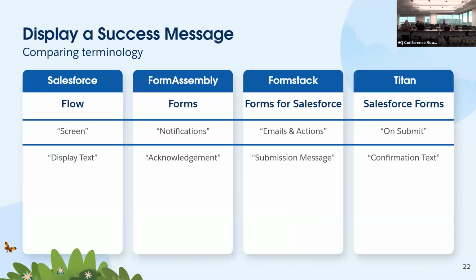Now, the last thing we'll do on slide 22 is, a lot of these other form tools have a way to display a success message, or they call it an acknowledgement, or a submission message, or a confirmation text. We can do that in our screen flow just by setting up another screen and putting some display text. Then we can control the navigation on that screen so they can't go anywhere or do anything. That serves the same experience as one of these success message functionalities from these other form tools.